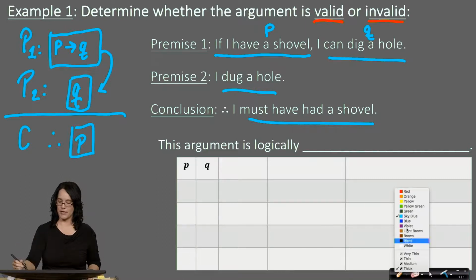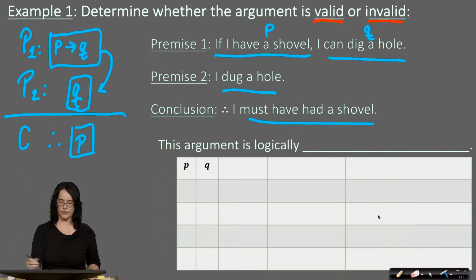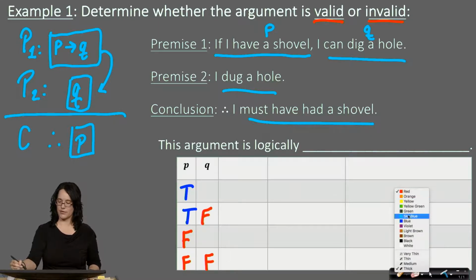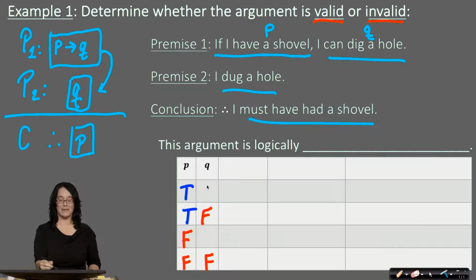So let's see how our truth table would have looked. I'll use blue for my truths here. So P is true, true, false, false. And Q is true, false, true, false. You can go back to our previous videos if you still have trouble setting up your truth tables. Feel free to check those out.